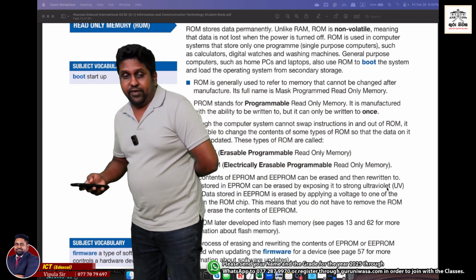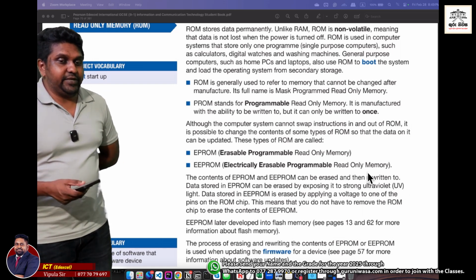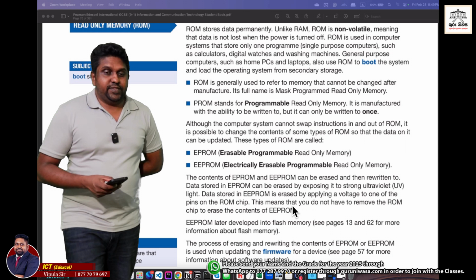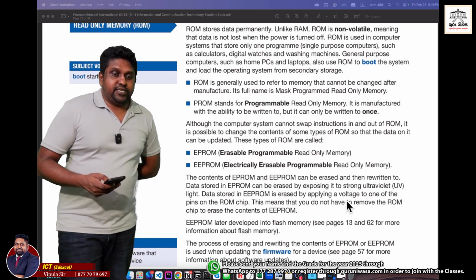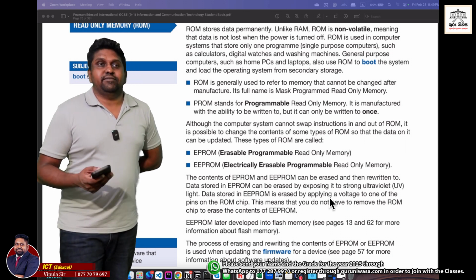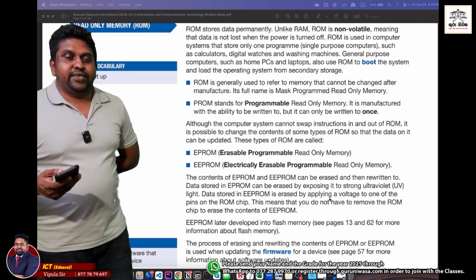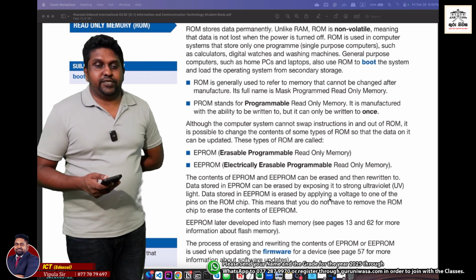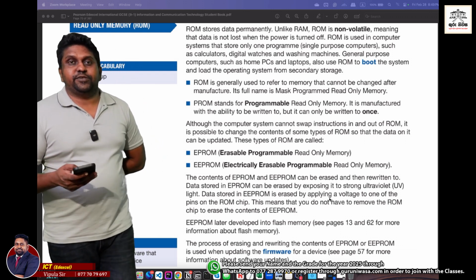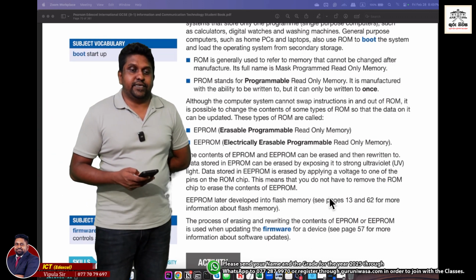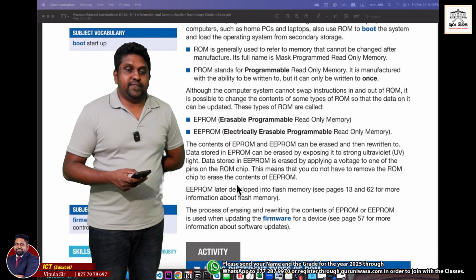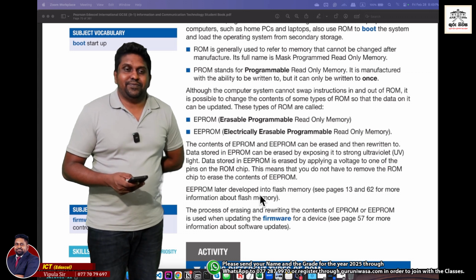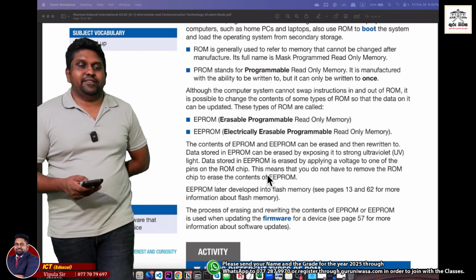But the other way around, the EEPROM, electrically erasable programmable read-only memory, that of course you can change, reload, or erase and reload by applying a small voltage. So this is where you can actually use it to modify the content. Okay, so this EEPROM is actually the initial stage of what we call flash memory.